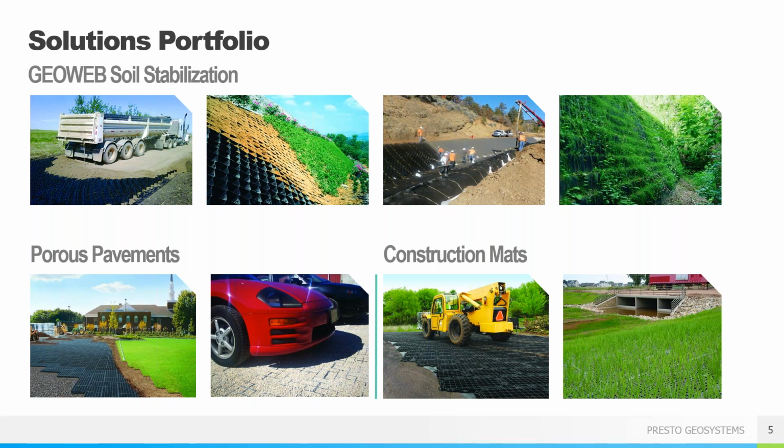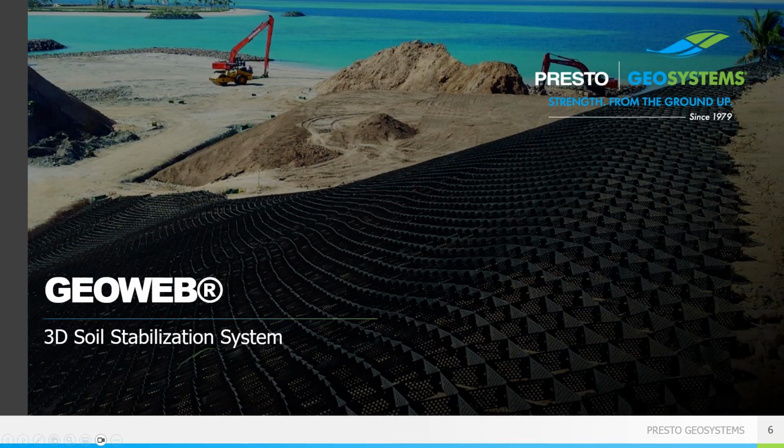So we operate in 4 main product areas using GeoWeb. We can use it for load support, slopes, channels, and what we're going to talk about today, those retaining walls. We also offer porous pavements, both vegetated and aggregate solutions, and also lightweight construction mats, which is called GeoTerra.